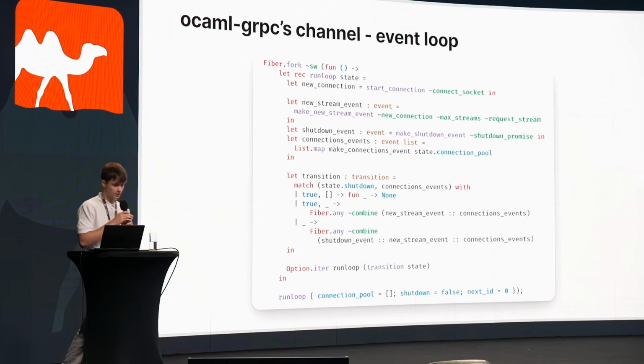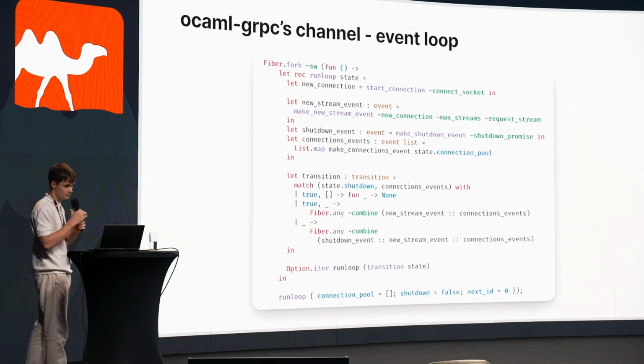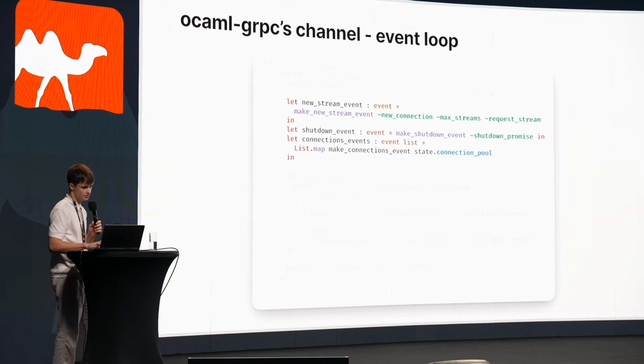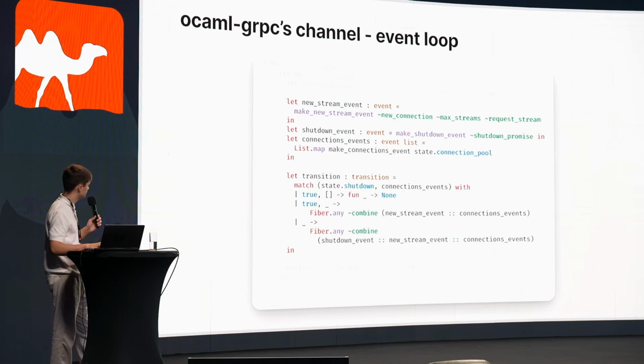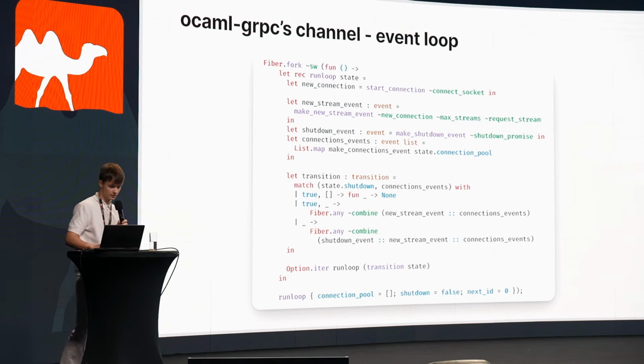And this looks like this. This is part of the gRPC channel implementation, similar to what you saw before. We've got some events. Some of those events are connection events, which are all of the HTTP2 connections managed by this channel. Then we raise all of those events, we get the transition with the transformation of the state, and we get the new state. And if there is any, we loop back. And this is all enclosed in a recursive function running in a fork.